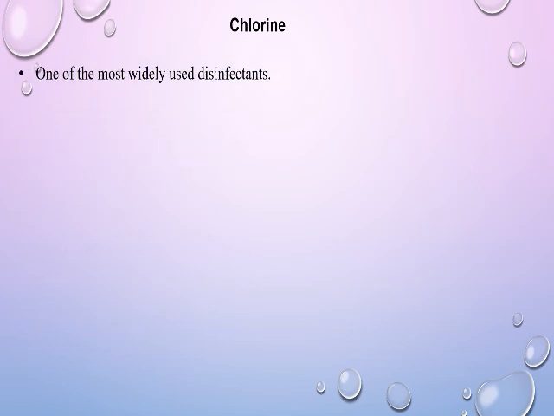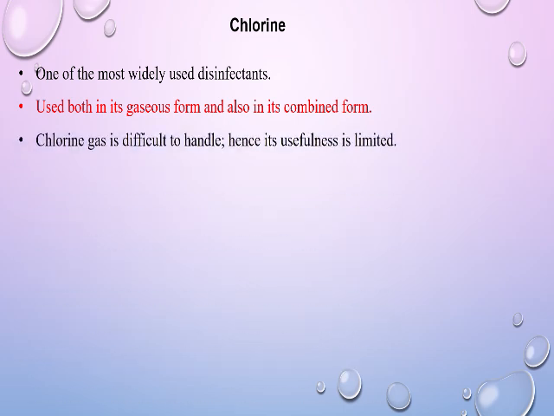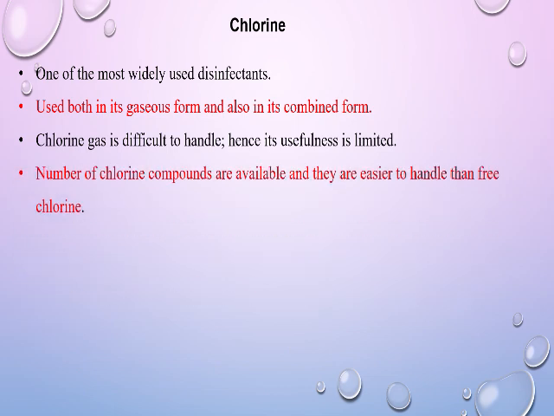Chlorine is one of the most widely used disinfectants. It is used both in its gaseous form and also in its combined form. Chlorine gas has been used since ages for purification of water supplies. Chlorine gas is difficult to handle, hence its usefulness is limited. A number of chlorine compounds are available and they are easier to handle than free chlorine. These compounds are sodium and calcium hypochlorites. These compounds are used in dairy industry and restaurants to disinfect utensils.